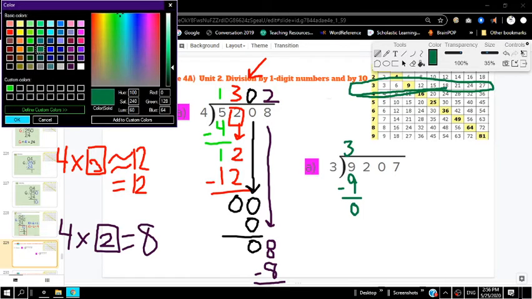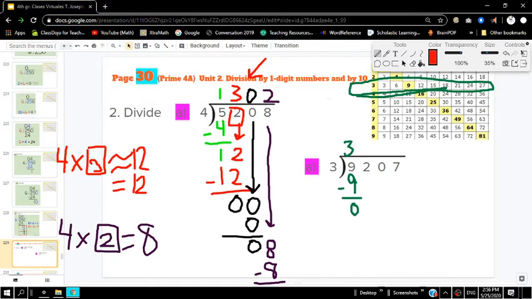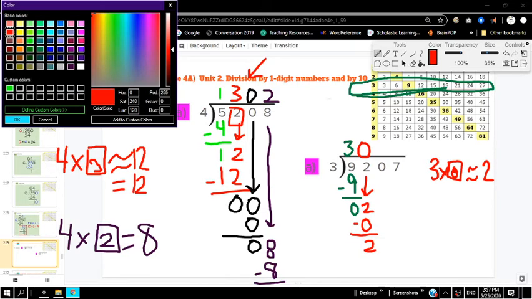I'm going to bring my next number down. My next number is a 2. How many times does 3 go into 2? 3 times what number comes close to 2? Well, it's not 1. It's not 2. It's got to be a number that's smaller than 1 or 2, so that is 0. 3 times 0 comes close to 2. Okay, so we're going to put our 0 in the column, put our 0 right there, and subtract. 2 minus 0 is 2. Let's bring our next number down.